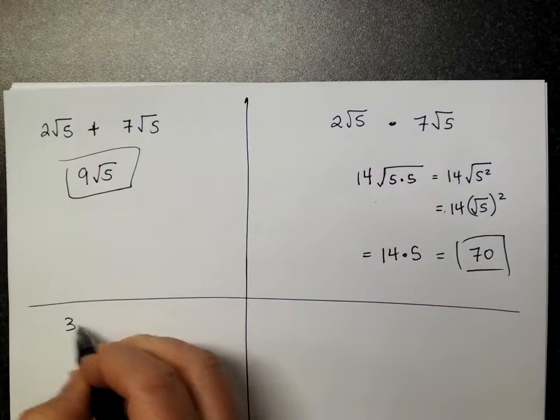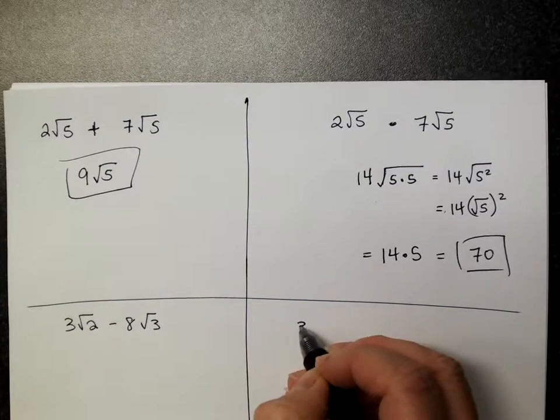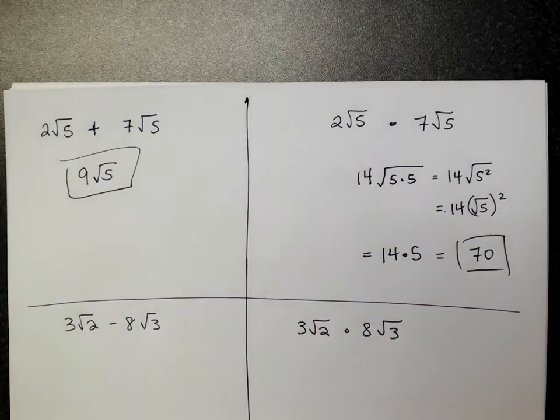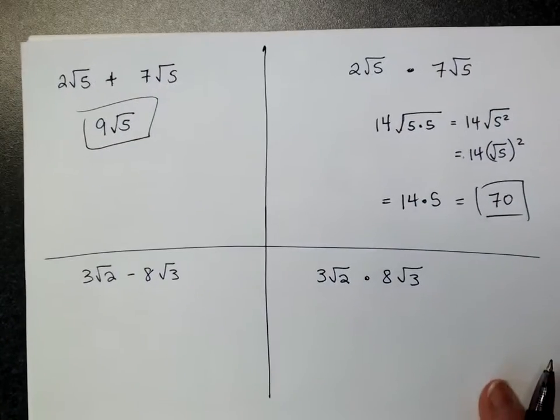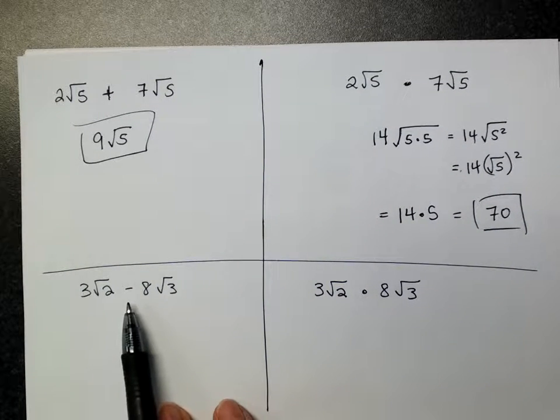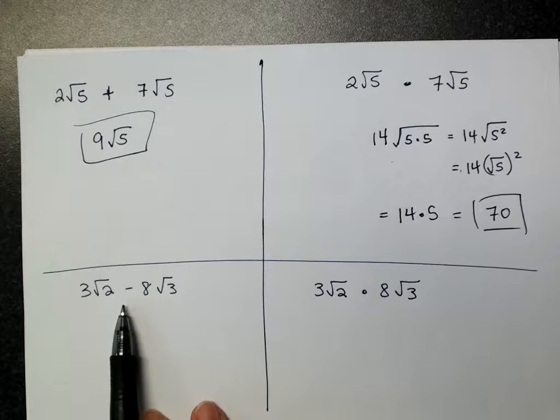Now, how about 3 square root of 2 minus 8 square root of 3, or 3 square root of 2 times 8 square root of 3. Same terms, but this operation is subtraction and that one's multiplication. Okay. So what would this be when we subtract them?